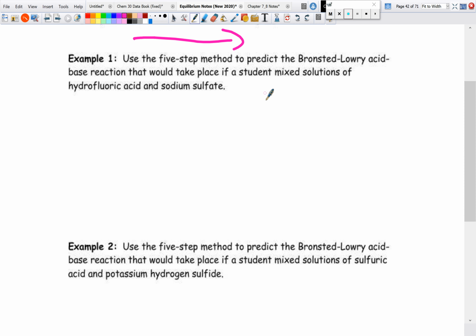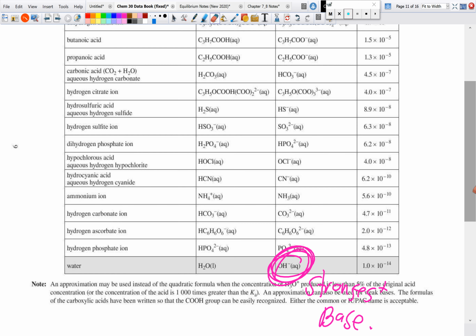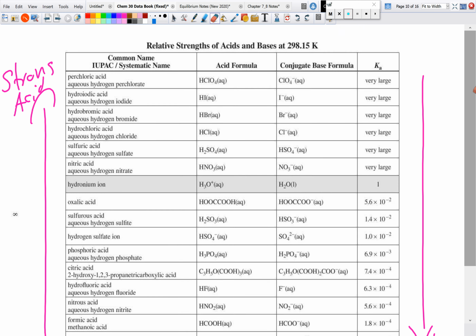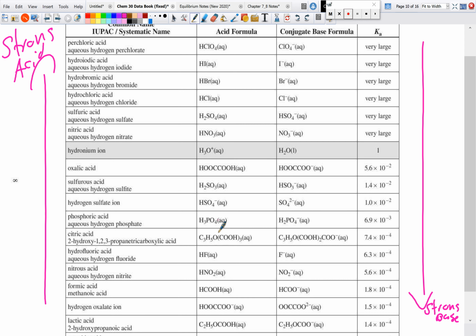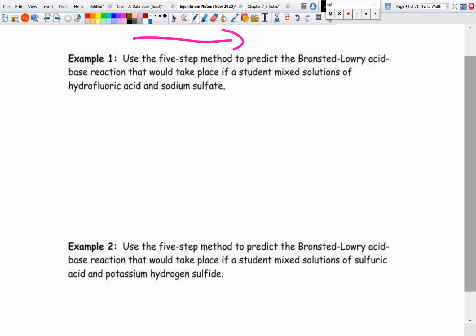So, example 1, use the 5-step method to predict the Bronsted-Lowry acid-base reaction that would take place if a student mixed solutions of hydrofluoric acid and sodium sulfate. So, what we have right here is hydrofluoric acid. You could always just double check and see where it shows up in our table. And we'll see hydrofluoric acid shows up down here. It's not one of our top 6, so that means when we write out hydrofluoric acid for entities, the major entities is HF(aq), and that's it. Now we could also write out water, but that's going to be the last thing I write out.